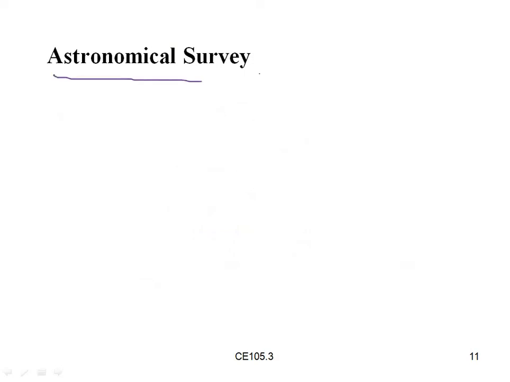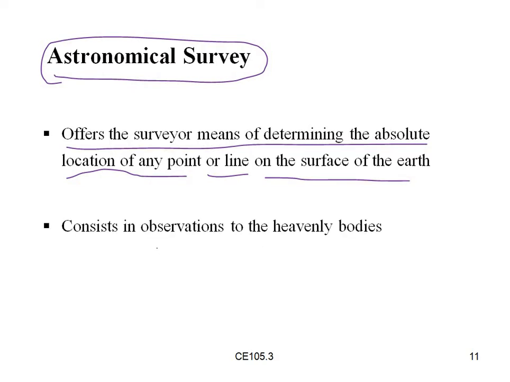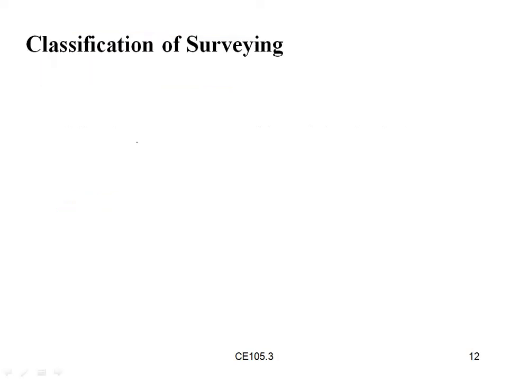And the next is astronomical survey. It offers the surveyor a means of determining the absolute location of any point or line on the surface of the earth. On the surface we should be determining a location. That is called the astronomical survey, and it consists of observations of the heavenly bodies. So it is regarding the heavenly bodies.